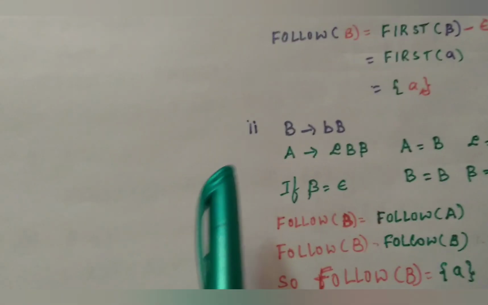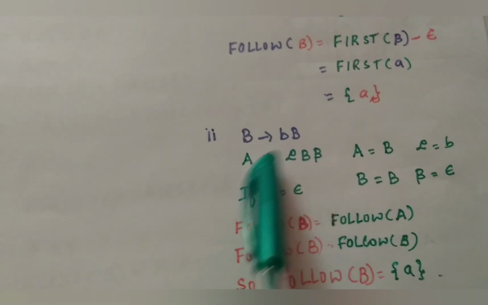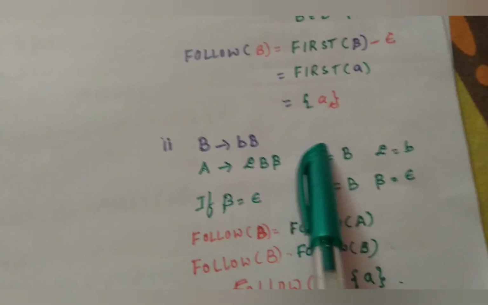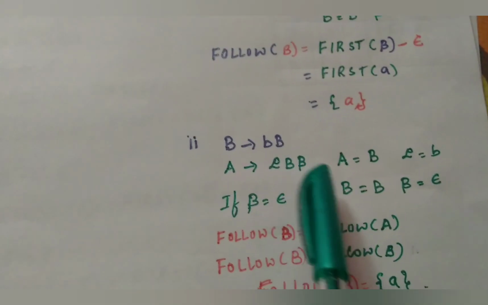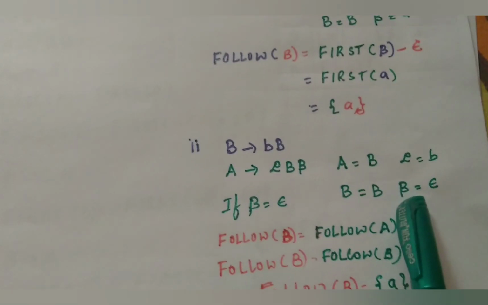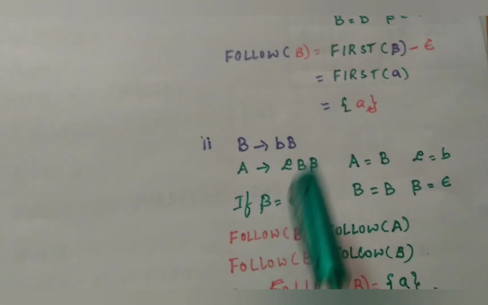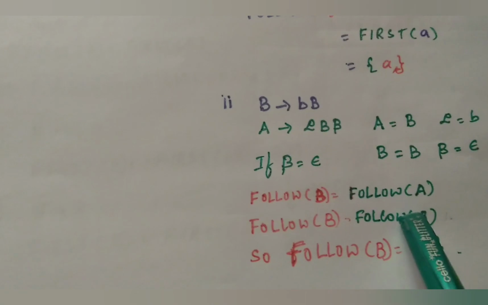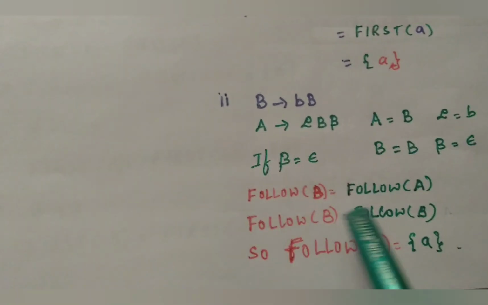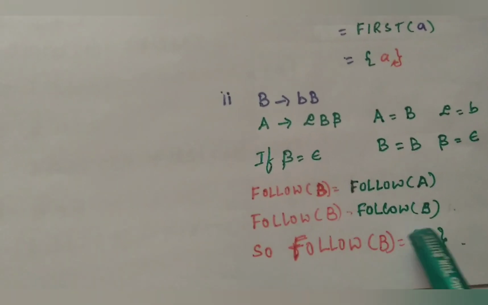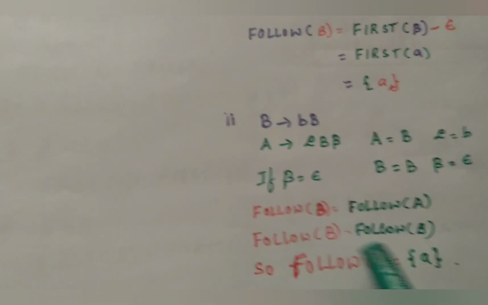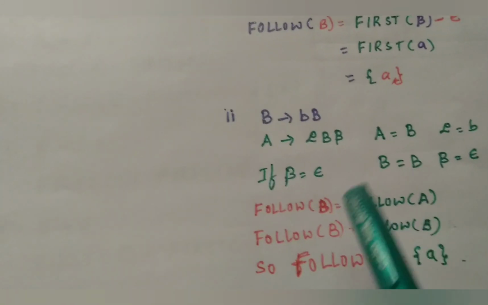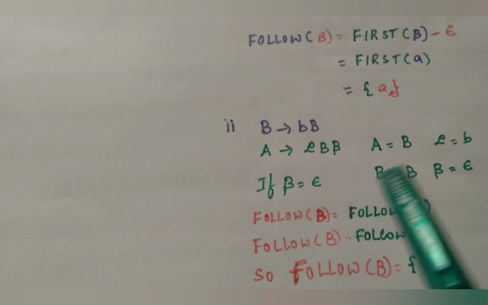In case of this, A tends to alpha, B, beta. My A is equal to B, alpha is equal to B, B is equal to B, beta is equal to epsilon. If beta is equal to epsilon, my rule says that follow of B is also the same as follow of A. That's why follow of B is equal to follow of A. So according to this, my follow of B is only A, because I need not include the epsilon in follow of B.